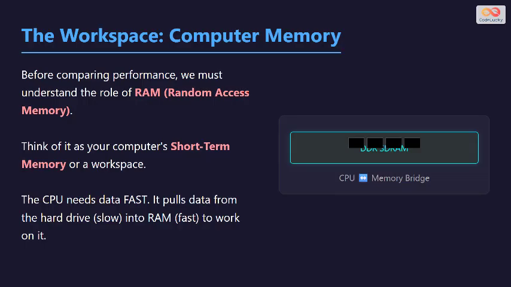First, let's establish what we are talking about. Your computer's RAM, or random access memory, acts as a high-speed workspace for your processor. When you open a program, data is moved from your slow storage drive onto these memory sticks. Because the CPU works incredibly fast, it needs this data to be ready instantly. But performance here isn't just one single number.